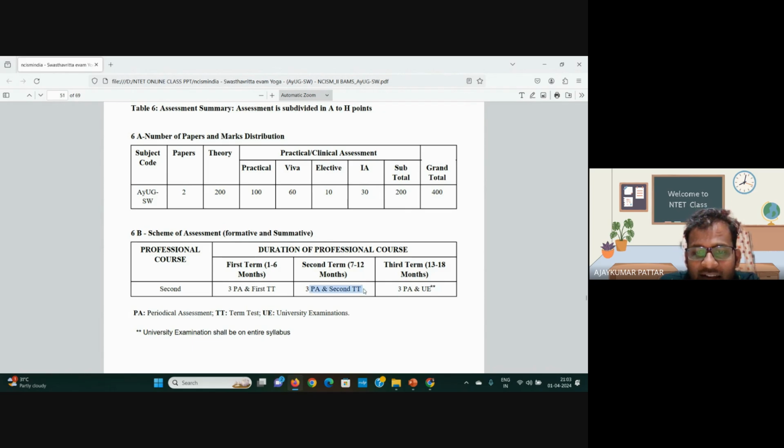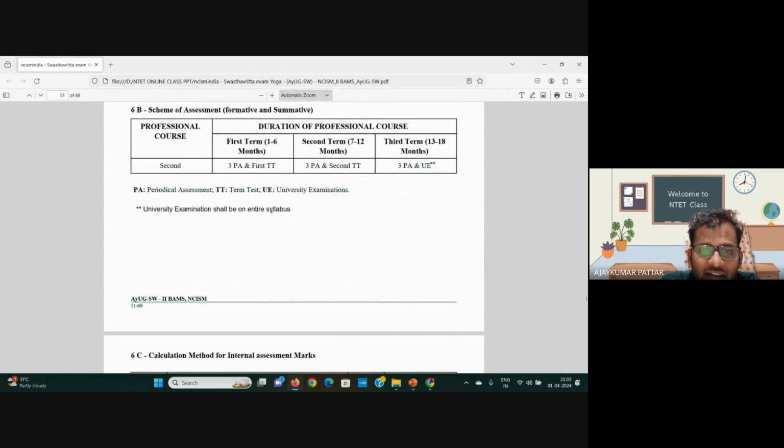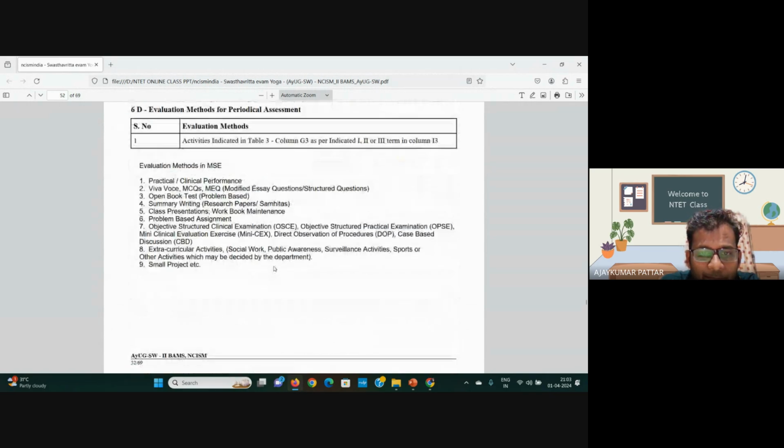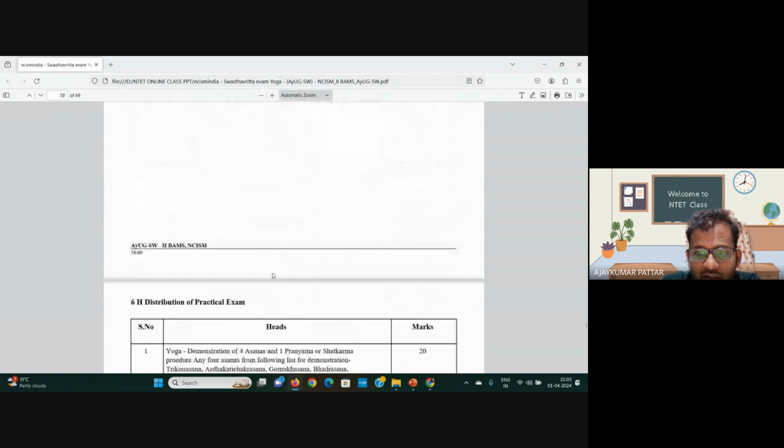Internal assessment, periodic assessment and term tests are formative. The university exam is the summative. Here they have given that the university examination shall be for the entire syllabus. So this is how we match and mix assessments for a calculation, nothing else.